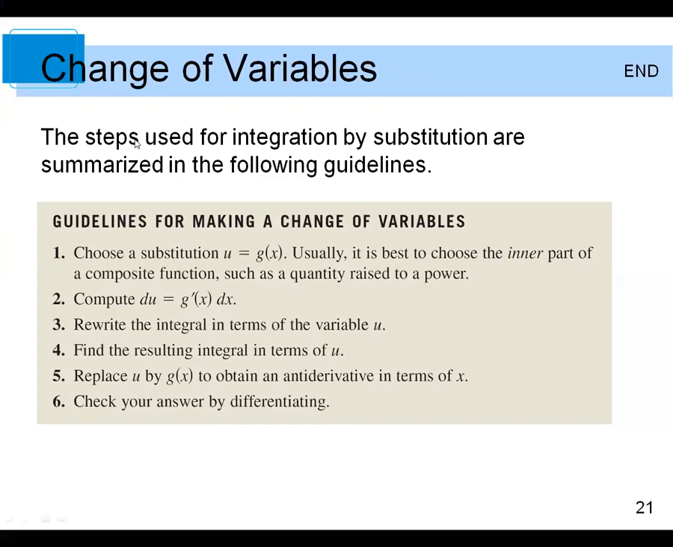So in steps 2 and 3, sometimes you have to solve for x in terms of u to further substitute, like we did, I believe it was example 4. So find the resulting integral in terms of u, then replace u by g of x, in other words, back substitute to get it in terms of x, and then you can always check your answer by differentiating.